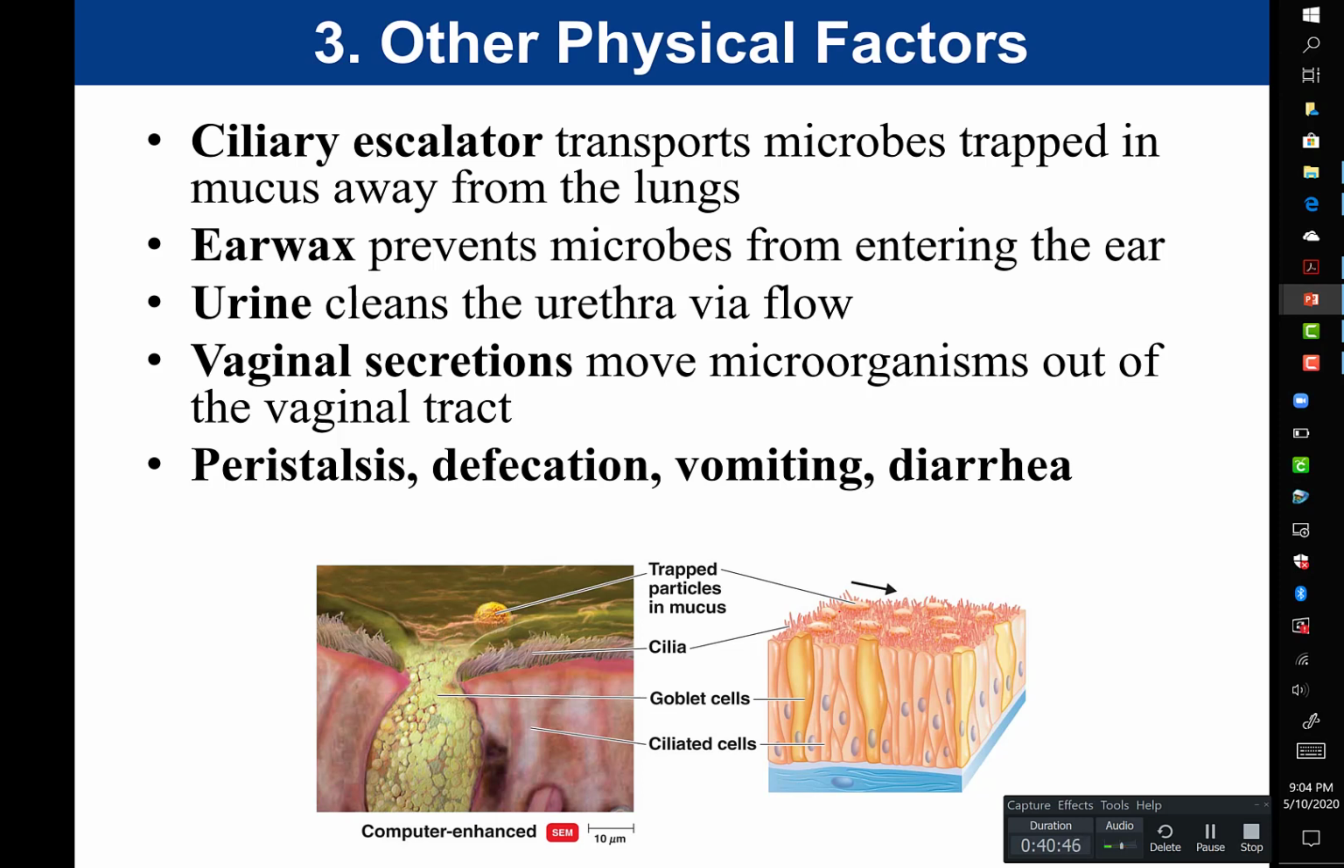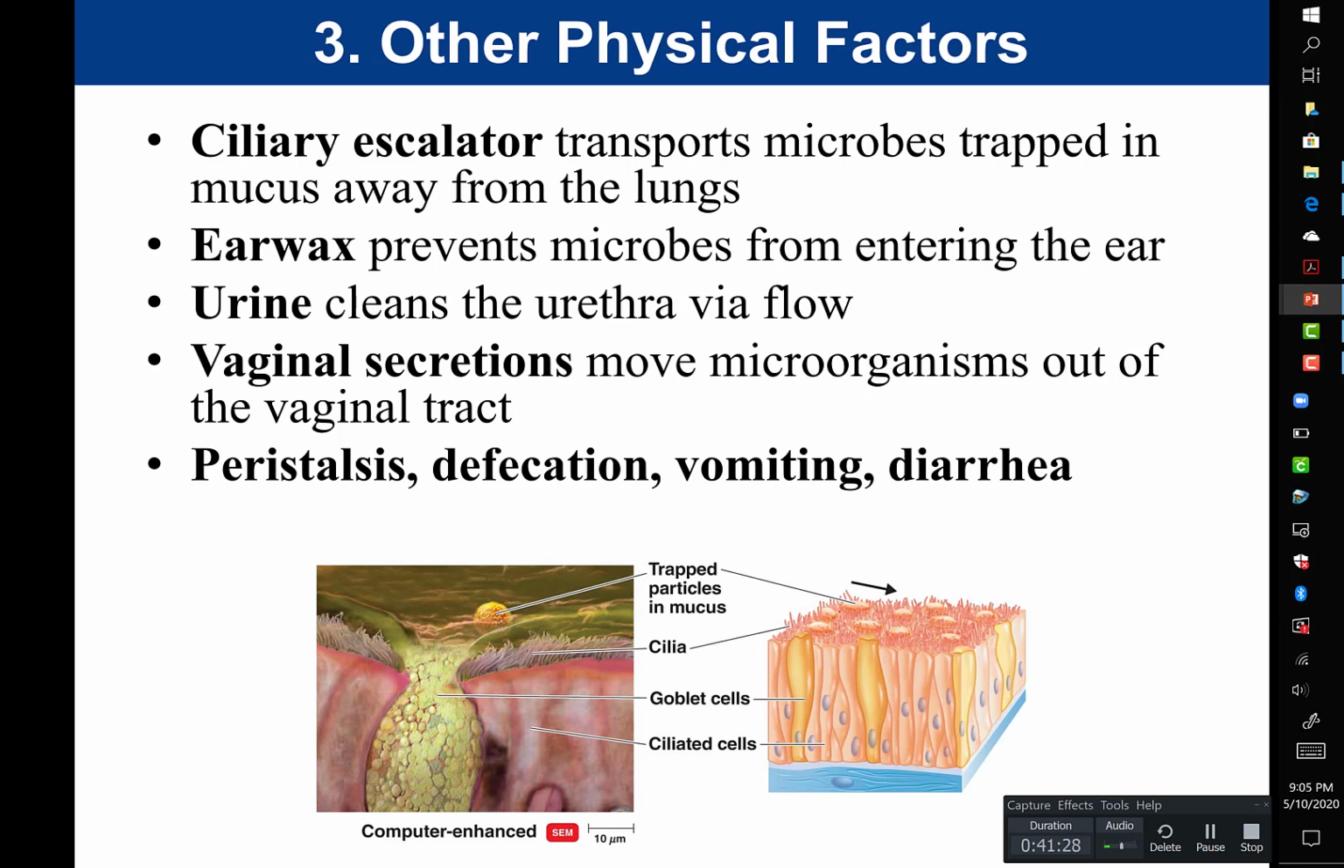Next, we have earwax. Earwax is going to prevent microbes from entering the ear because that thick wax in there is going to block entry to the ear. This is why you don't want to be overzealous with cleaning out your ears. Having that little bit of earwax in your ears is actually part of your body's first line of defense. And so if you are cleaning out all that earwax constantly, that's actually not helpful. That's actually hurting your body. You need that earwax to help prevent microbes from getting into the ear.